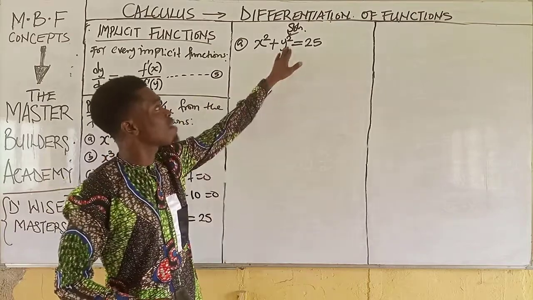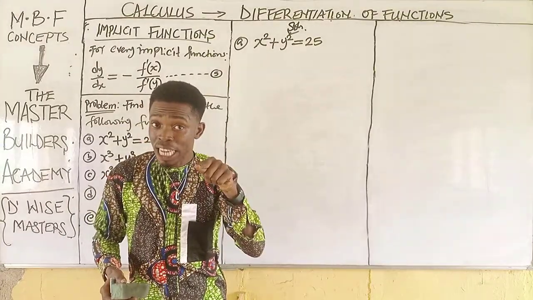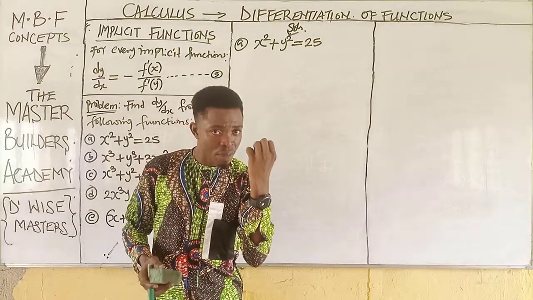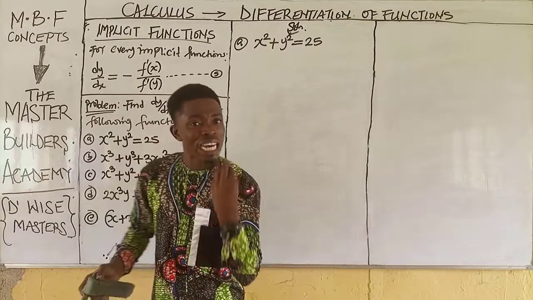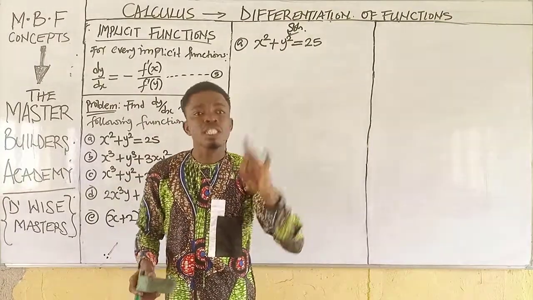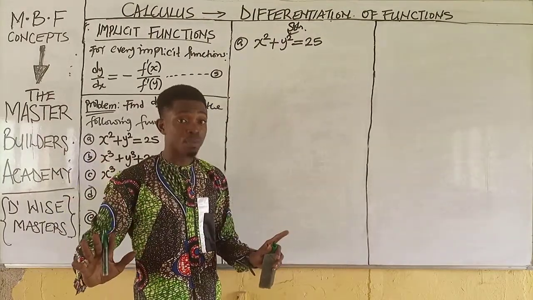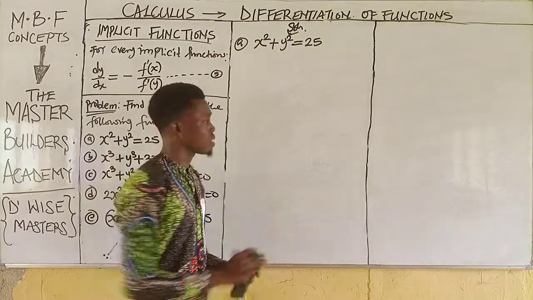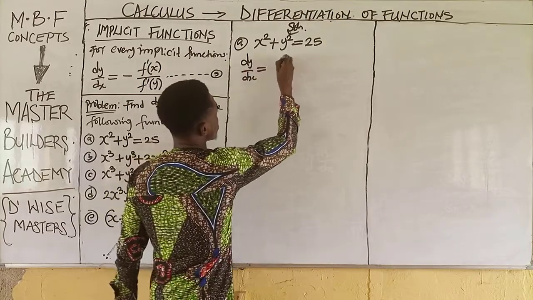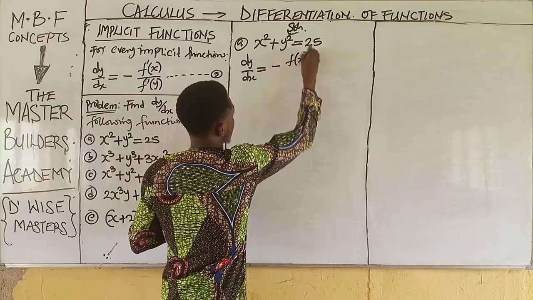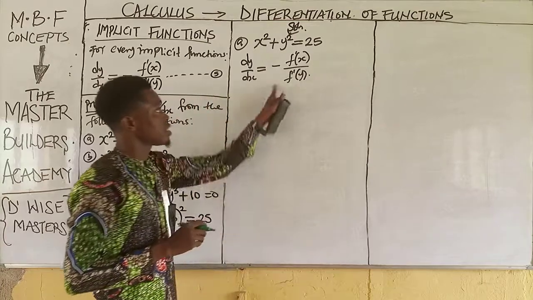Just understand that anytime you have the power of y more than 1 in any function you are asked to differentiate, you are dealing with an implicit function. Do you take that? And how do we deal with an implicit function? Now, don't forget that this is practically for objective students, but you can equally learn this. Alright? Now listen, dy over dx is equal to minus f prime of x all over f prime of y. Alright, this is it.